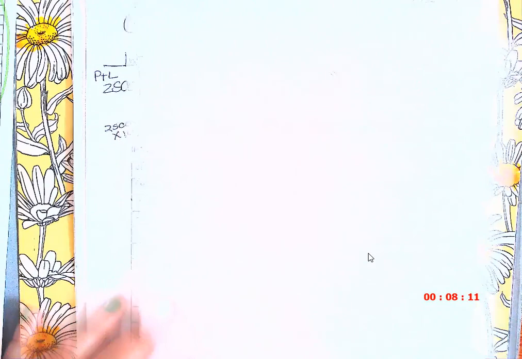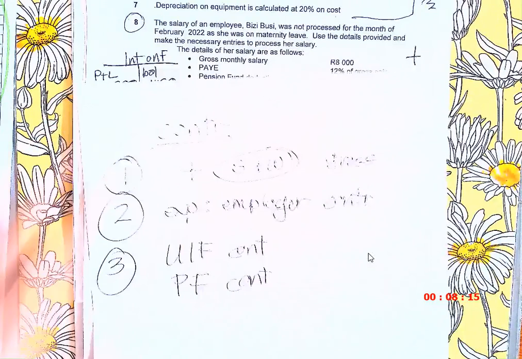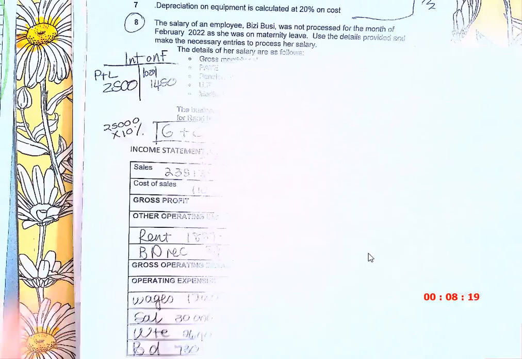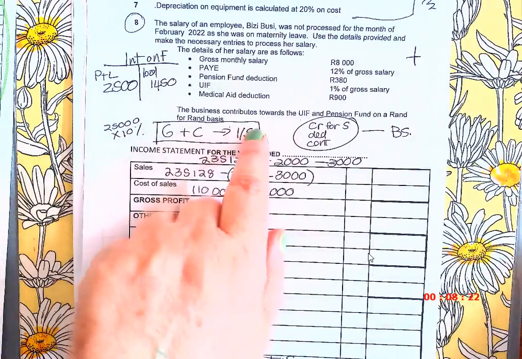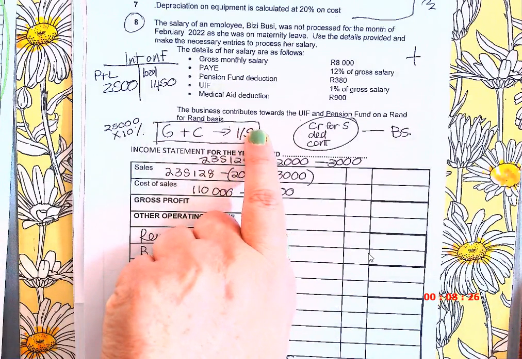If they say nothing, like here, they didn't say anything. Whichever one you can do. All three would be right. But if they make a little note here that says, add to salary and wages, contributions is added to salary and wage, then you have to add it like that.